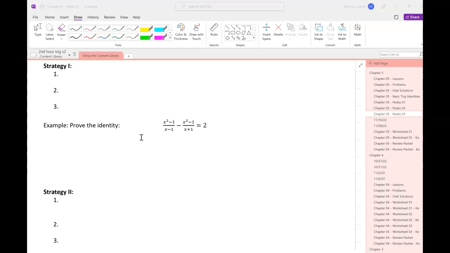Today we're going to start talking about section 5.3. 5.3 sounds a little scary because what we're doing here for the most part is proof. We're doing proofs?